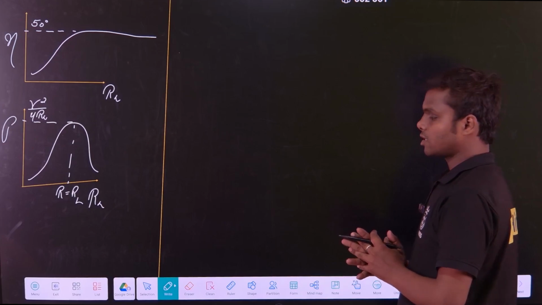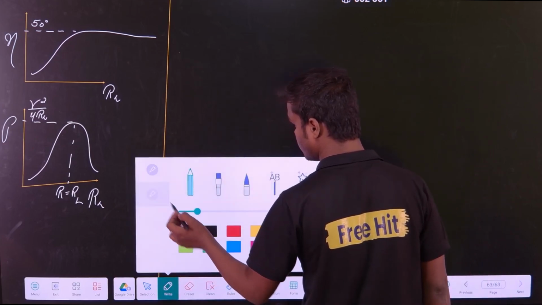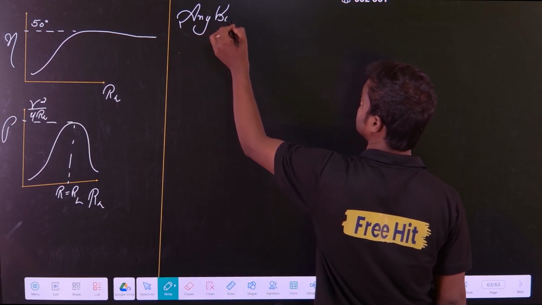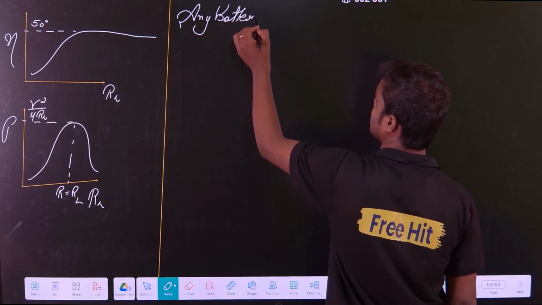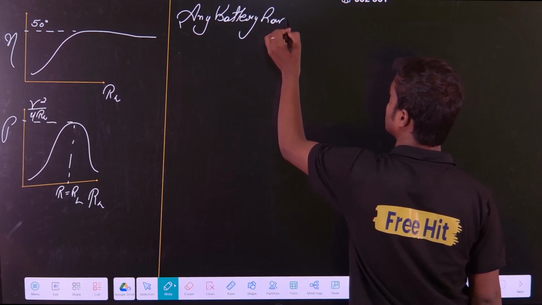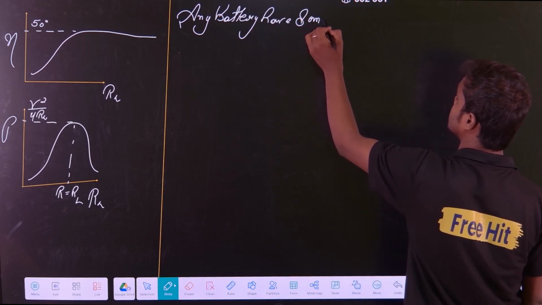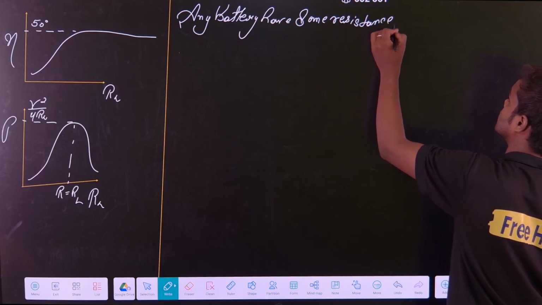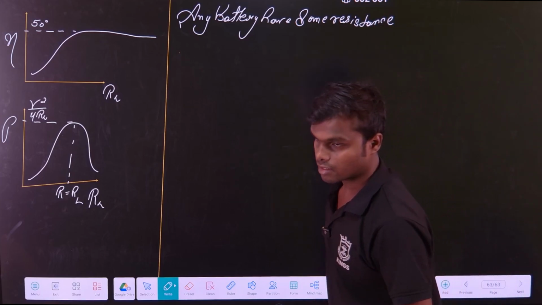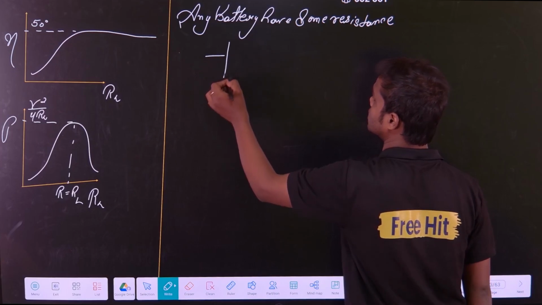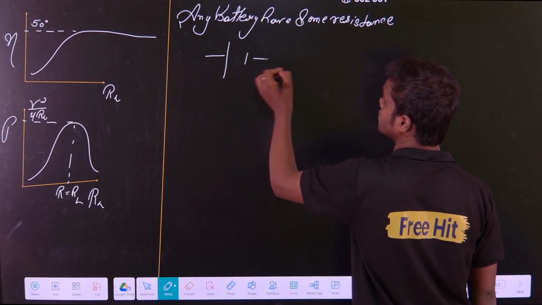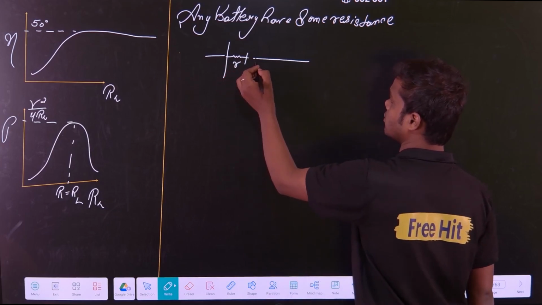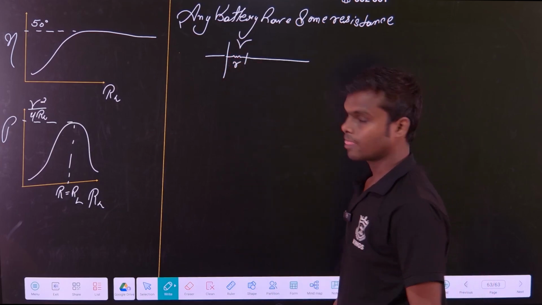Basically, any battery, if you see any battery, has some resistance. That is always true. Any battery has some resistance. It is not an ideal battery. Basically it will be something like this. This is a battery, and inside this battery there is a small resistance R. This is my V value.